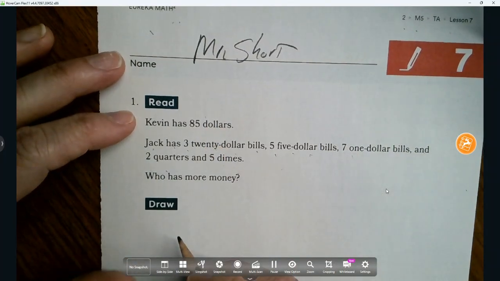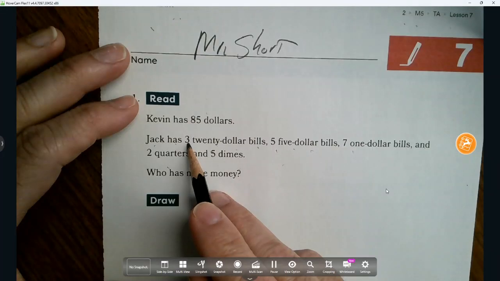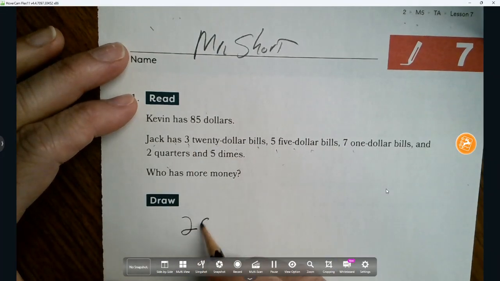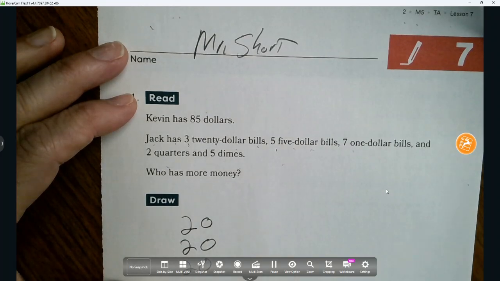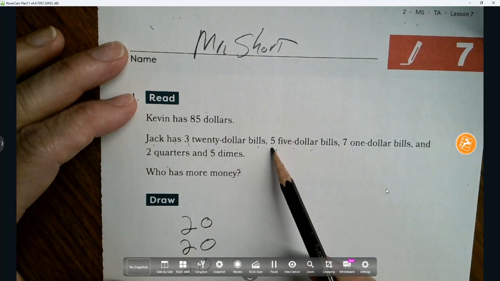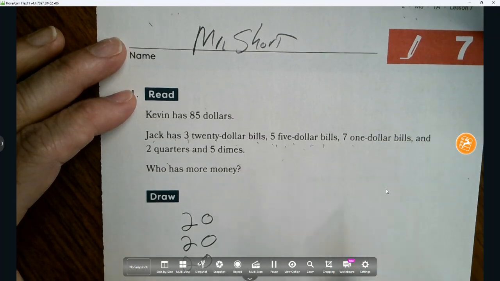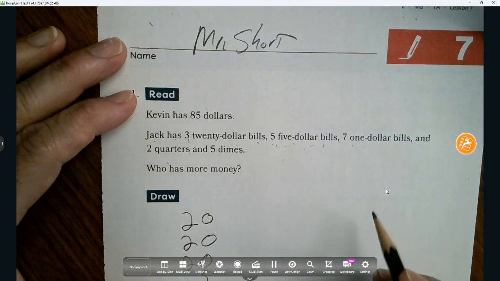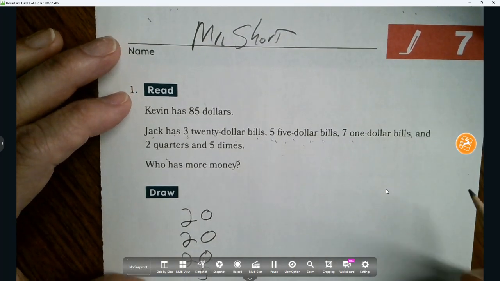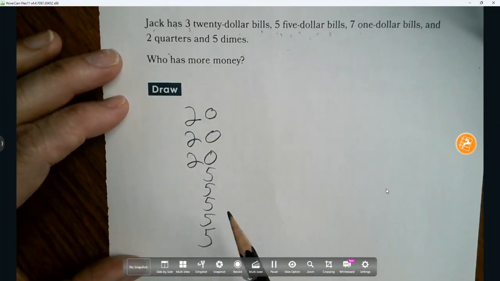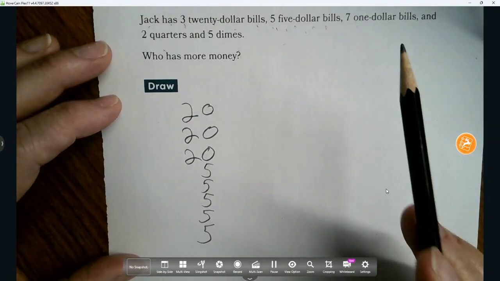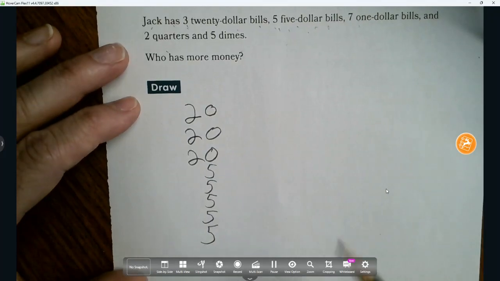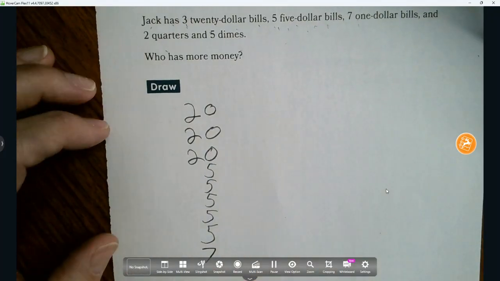So let's just put, we have three $20 bills. So write 20 3 times. He has five $5 bills. Well, we could put 5, 1, 2, 3, 4, 5. 7 $1 bills. All right. Now, oops, I'm sorry. There's the 5 we put there. 7 $1 bills. But remember, if it's 7 $1 bills, it's just $7.